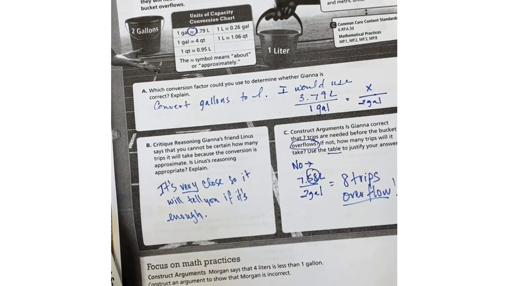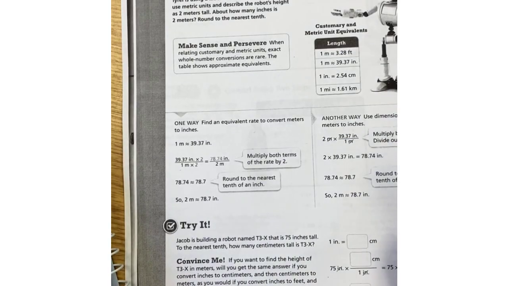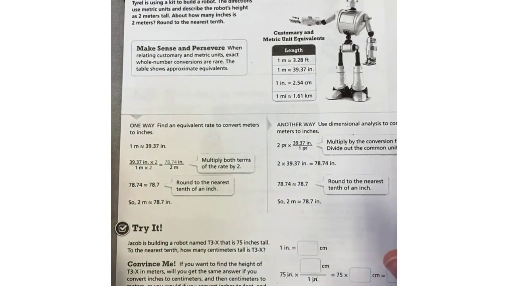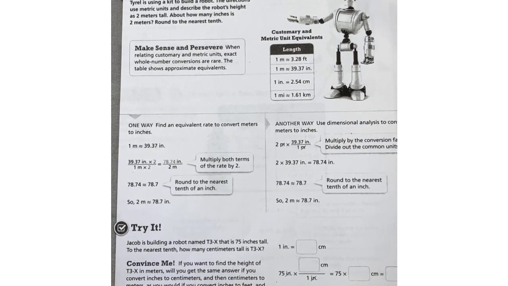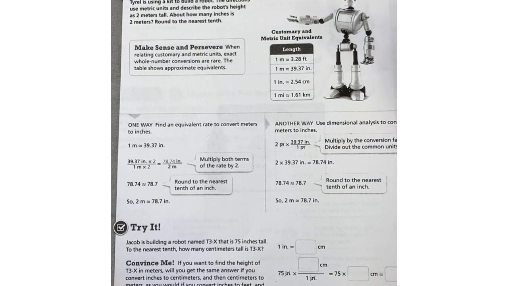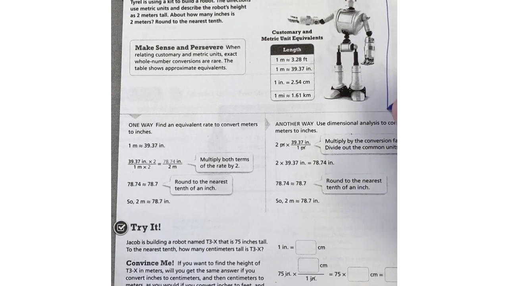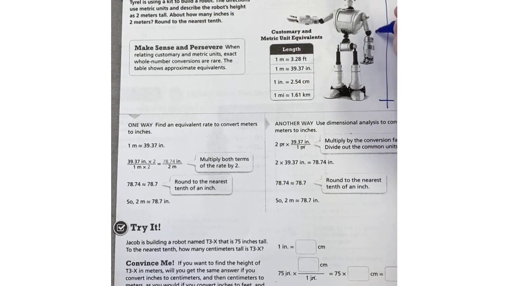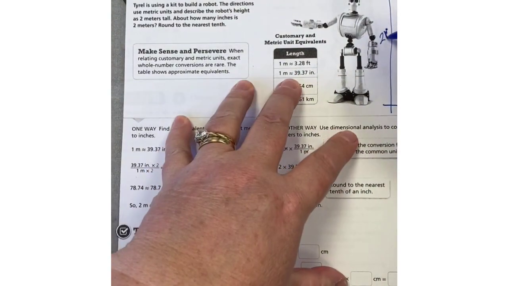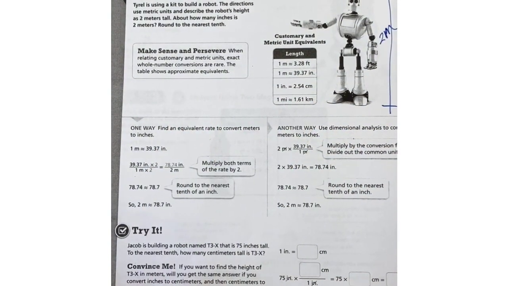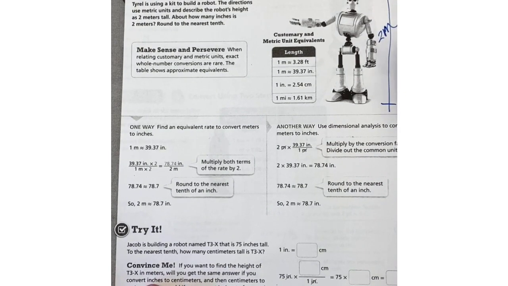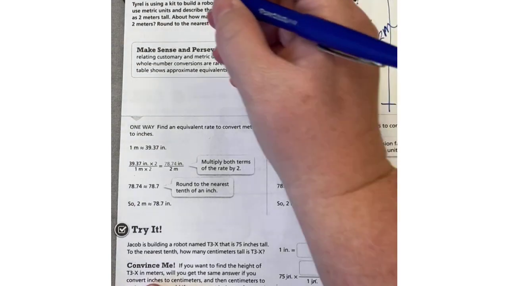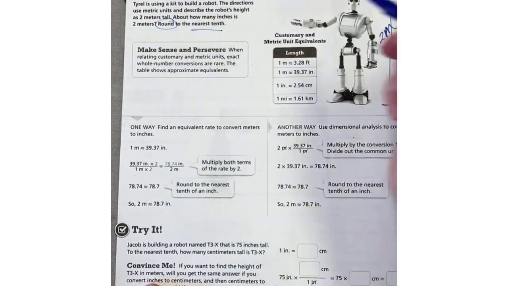Turn the page to 328. All right, guys, let's take a look at the first example problem. Tyrell is using a kit to build a robot. The directions use metric units and describe the robot's height as 2 meters. So I'm just going to draw that out. This is 2 meters tall. So about how many inches is the 2 meters? And we're going to round it to the nearest tenth.